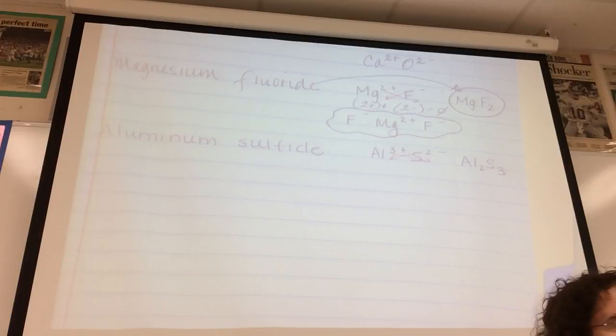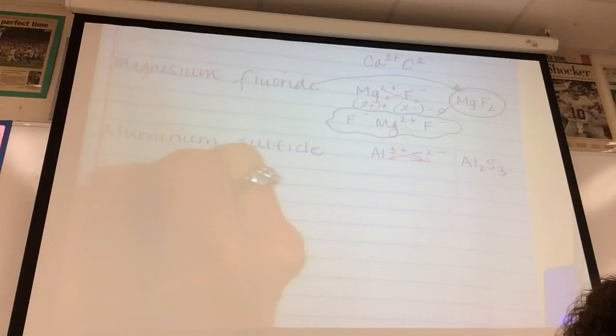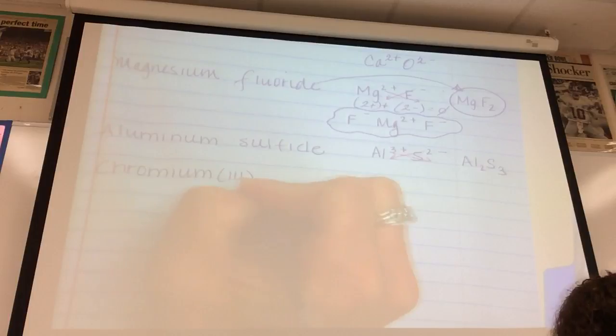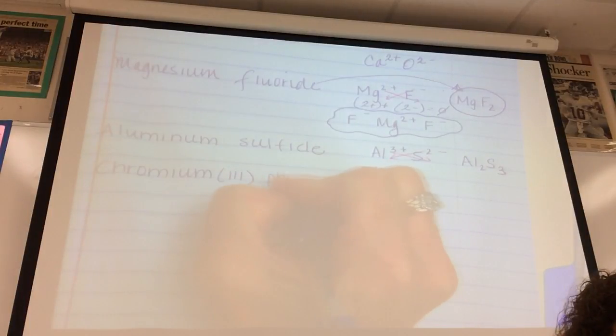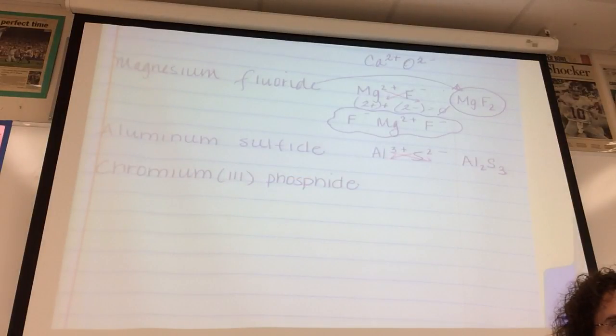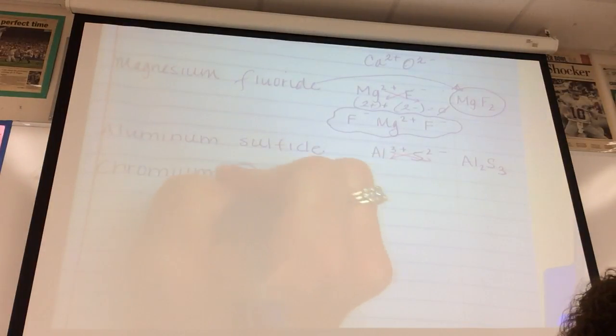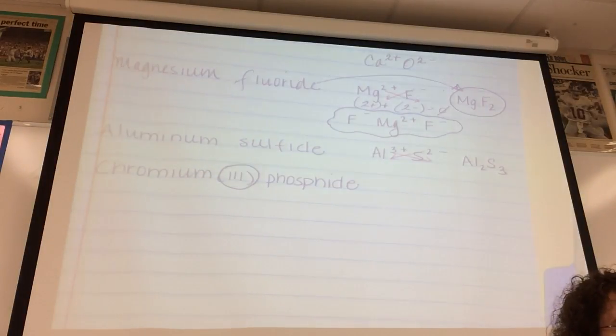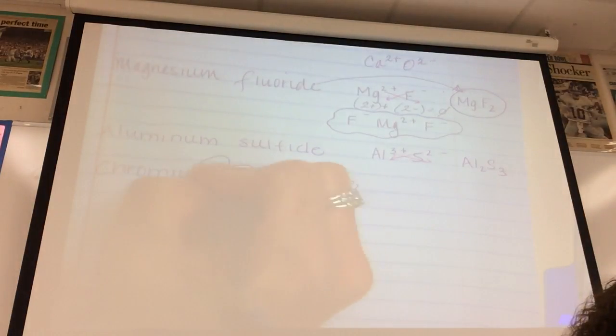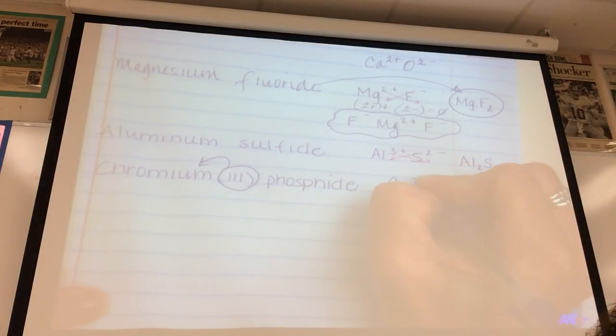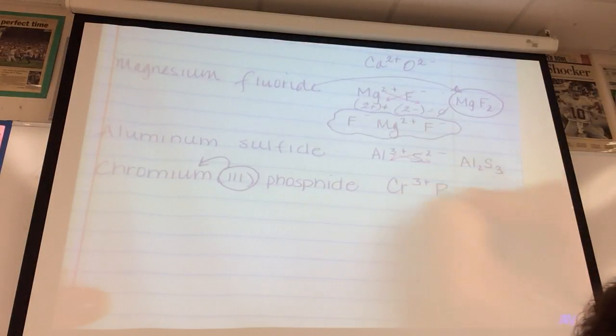Whereas the Roman numerals in our previous lesson were tricky, they actually are super easy in this section. So your next example says chromium 3 phosphide. The 3 represents the charge on which ion? You got it. So this is chromium 3 plus. Phosphide would have what charge?